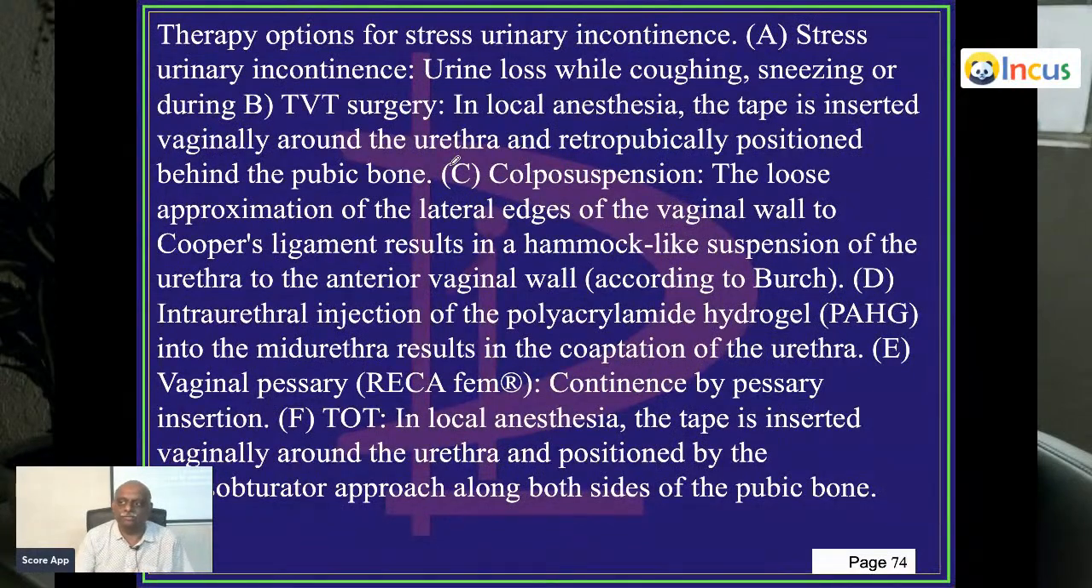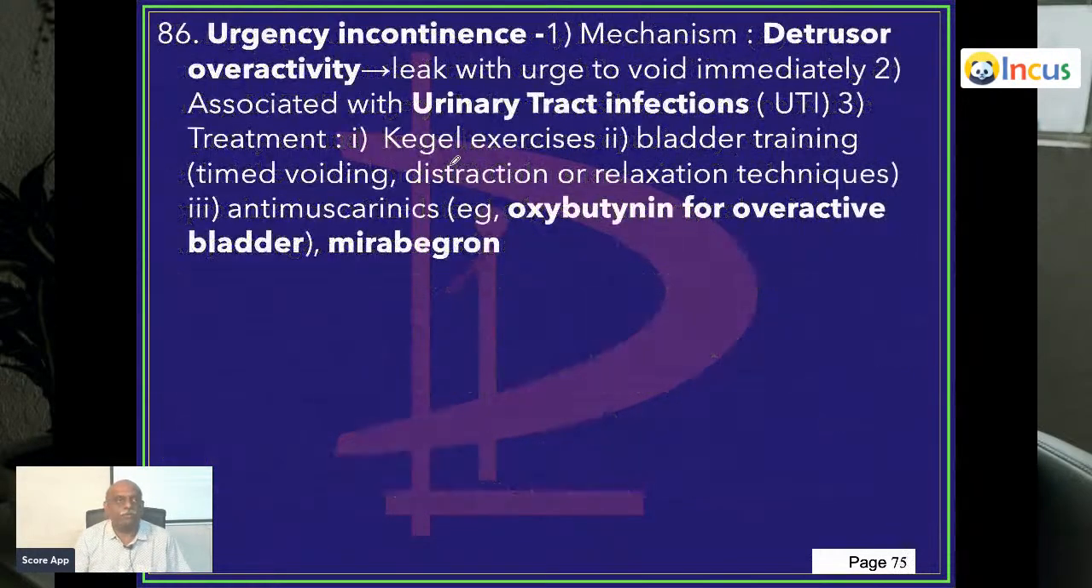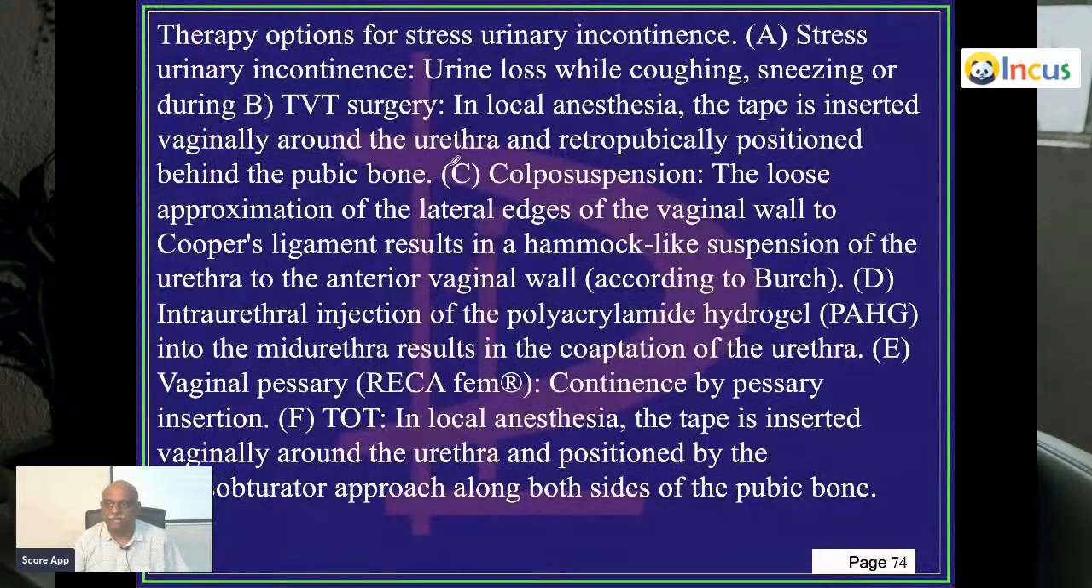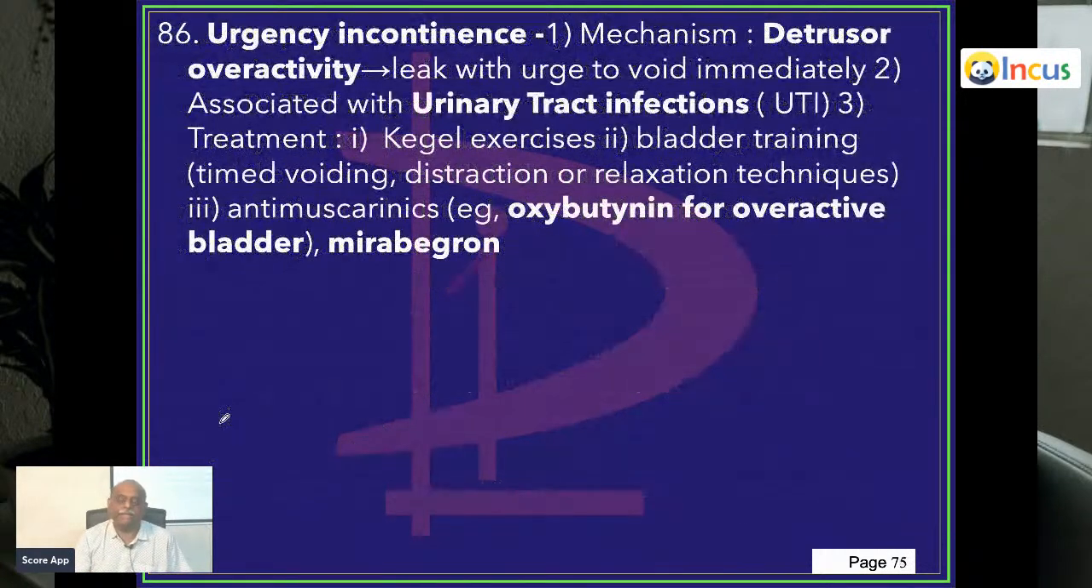The angle is what you need to restore. You can put it retropubically. You can position the tape in order to restore the urethrovesical angle.